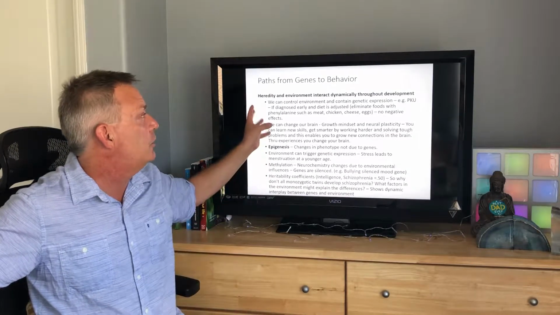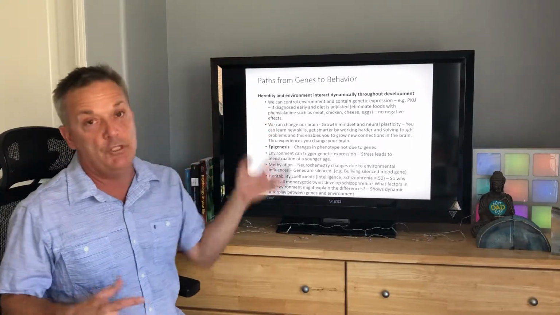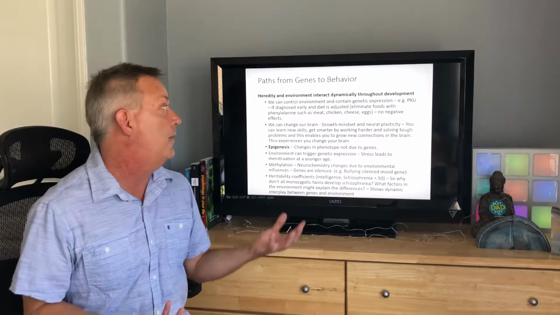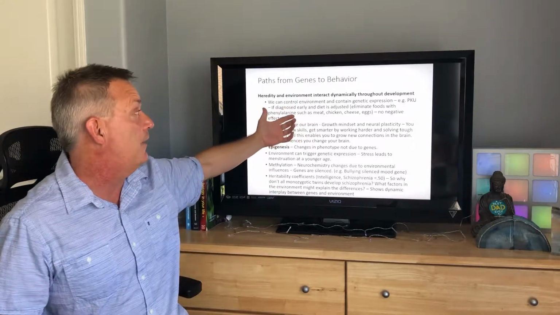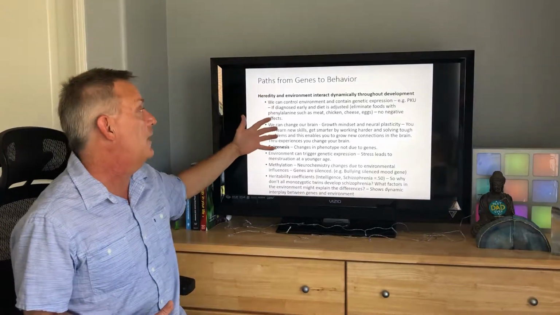Continuing on this, we can control the environment and contain genetic expression, and think about PKU. If you diagnose that early and don't give the kid stuff with phenylalanine in it, then you will see no negative effects.